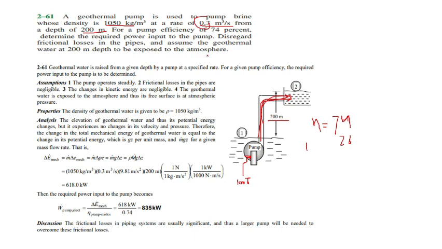Okay, so for this you have to put the water from here to here. So the mechanical energy will be equal to the potential energy. Potential energy is m g delta z. You don't know the mass flow rate, while you know the volumetric flow rate. You know that m is equal to rho into the volumetric flow rate. Volumetric flow rate is also given.